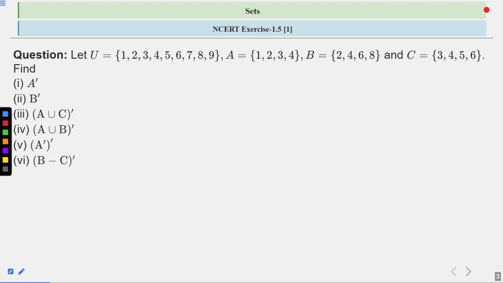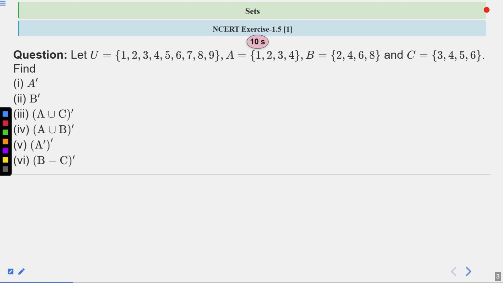Here's our question. We are given a universal set U with 9 elements, the first 9 natural numbers. Another set A with 4 elements 1, 2, 3, 4. Another set B with 4 elements 2, 4, 6, 8. Another set C with 4 elements 3, 4, 5, 6. And we have to find out A complement, B complement, (A union C) whole complement, (A union B) whole complement, (A complement) complement, and (B minus C) whole complement. Either you can use your definition or properties, just answer the following questions. Clear?